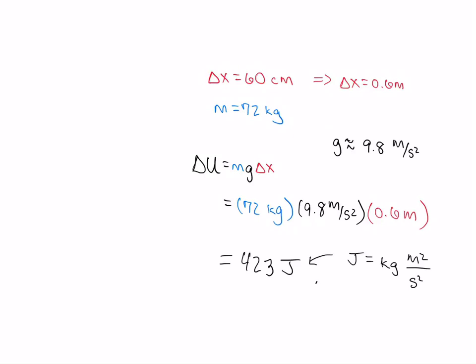But yes, our final answer is the change in gravitational potential energy is 423 joules.